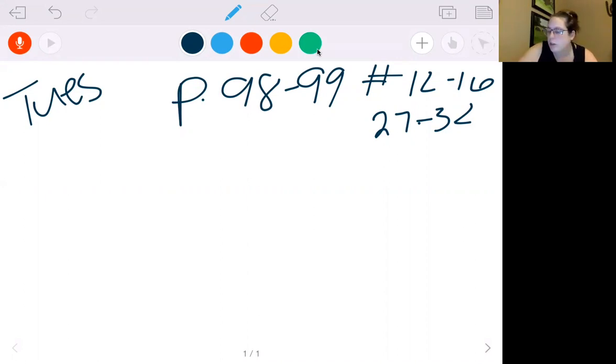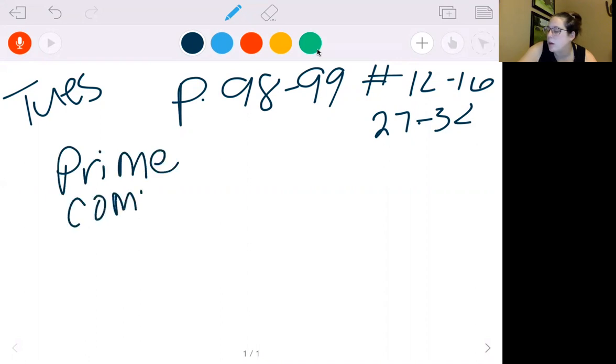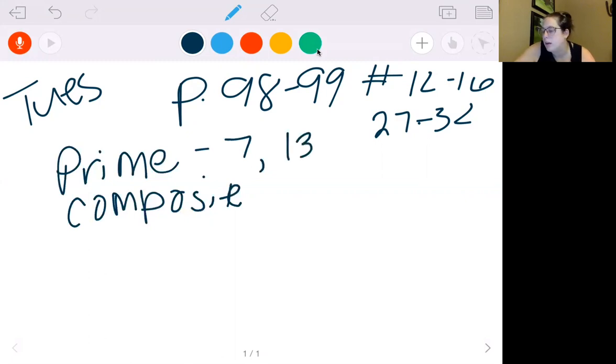So we first learned what a prime and composite number are. Prime numbers are numbers that I can only multiply by that number and 1 to get that number. For example, 7. I can only do 1 times 7 to get to 7. Another example would be 13. I can only do 1 times 13 to get to 13.